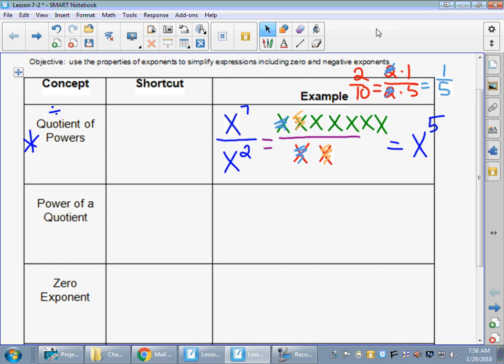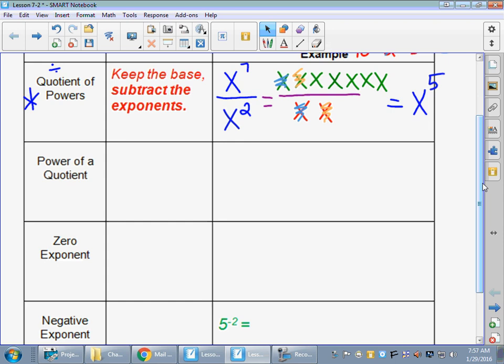If we're thinking shortcut, how did I get from an x to the 7th over x squared to an x to the 5th power? The shortcut is to keep the base, the x stays the same, and subtract the exponent. 7 minus 2 gives me that 5. Seems pretty simple, right? If you can see it, you understand why you're subtracting the exponents.